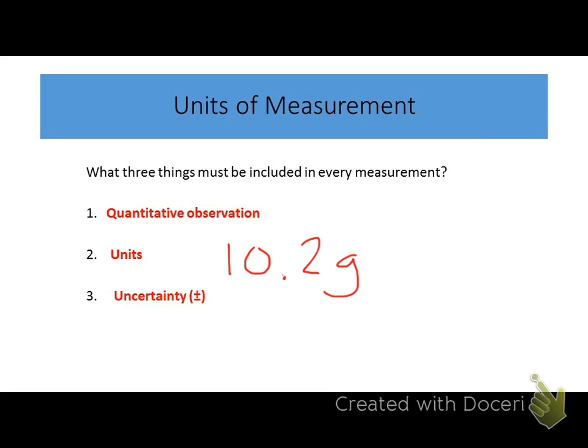Now we got to add a plus or minus value, which is the uncertainty, and for now we're just going to say that that uncertainty is 0.1. All right, and so this is the correct way of writing a measurement that you need to record as we're doing a lab or some kind of activity that deals with measurements.